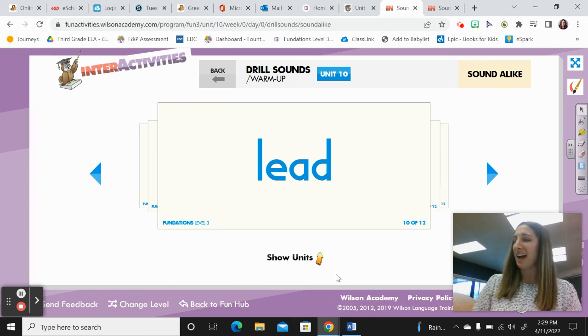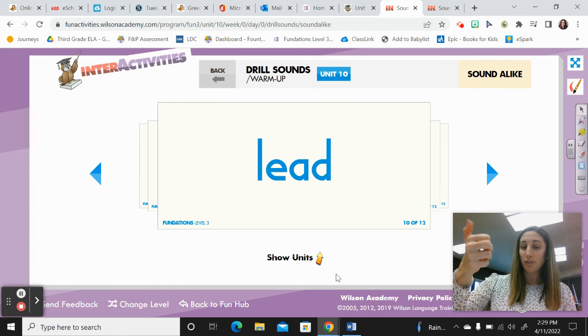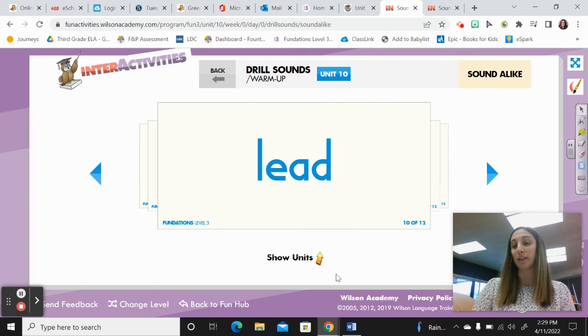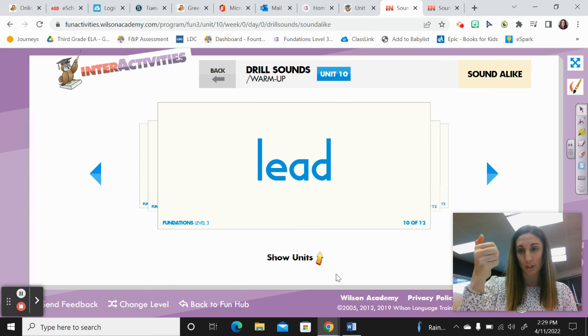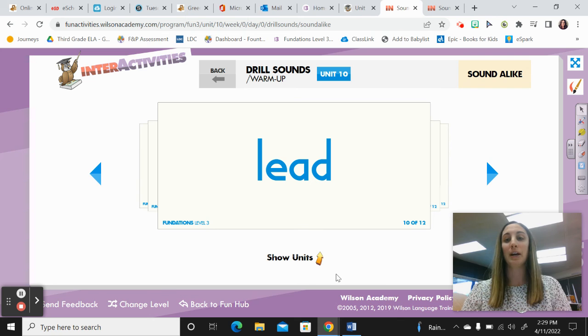Okay, and this was a bizarre signal, but if you have a lead pencil, I use my thumb to push down on the eraser to get out the lead. They used to call them lead pencils because lead used to be one of the things that made up the material that you write with. Okay, so for lead, we're just going to go like this. Push a lead pencil. Good work.